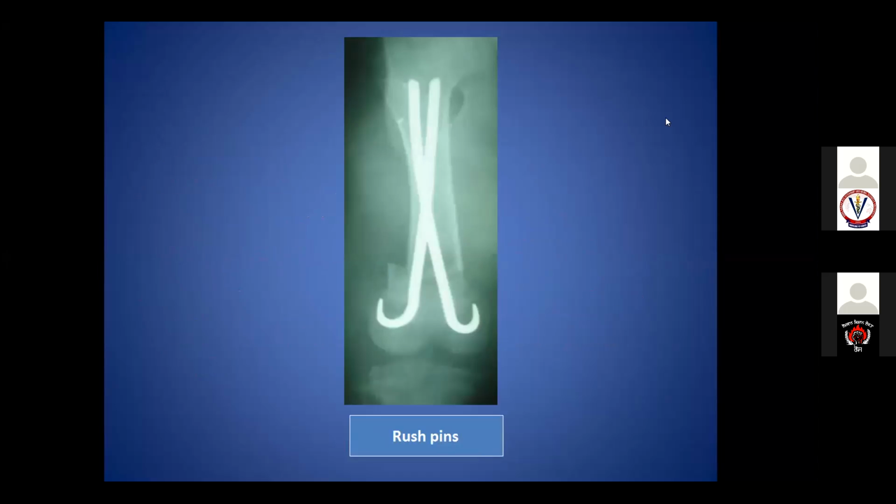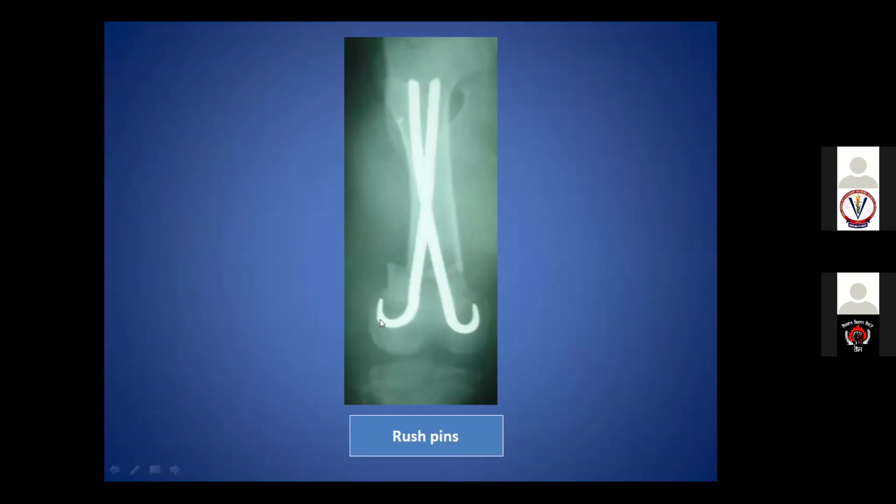So this is a typical X-ray. This is the fracture line here. And Rush pins are nothing but pins that cross each other, and they provide 2-point fixation. One point of fixation is here in the proximal fragment. The other point of fixation is at the point of entry.